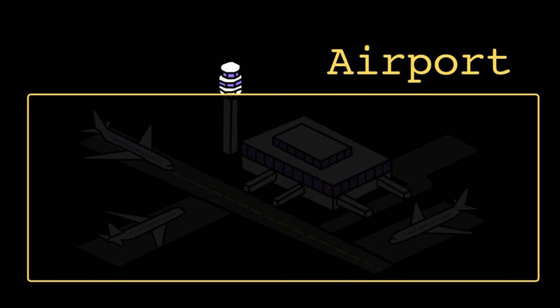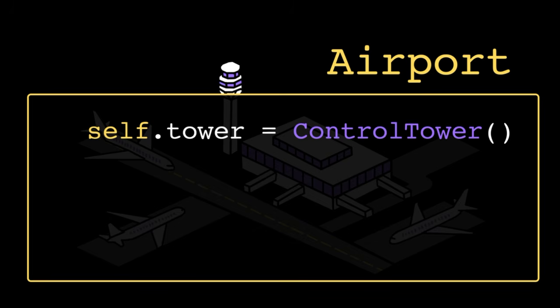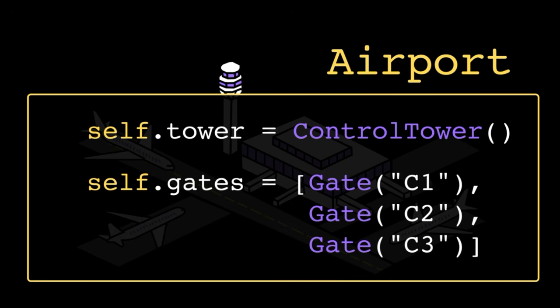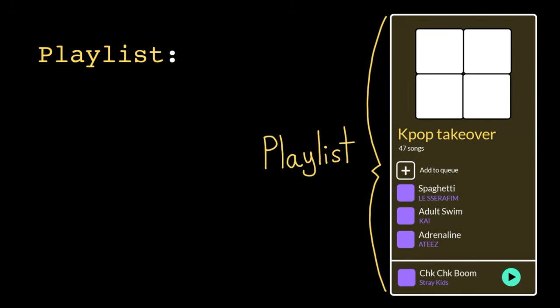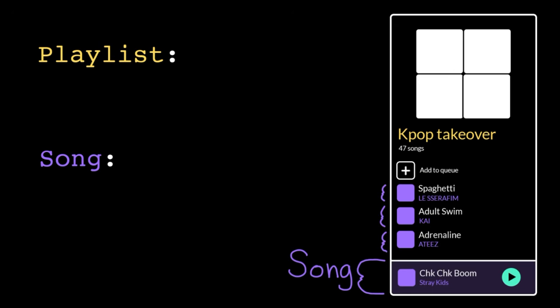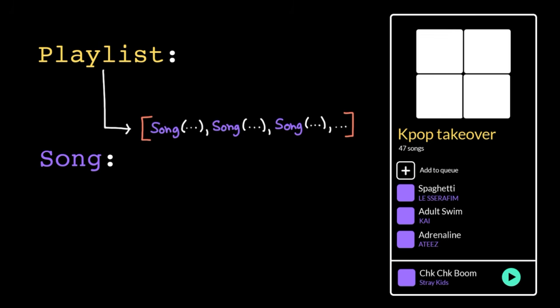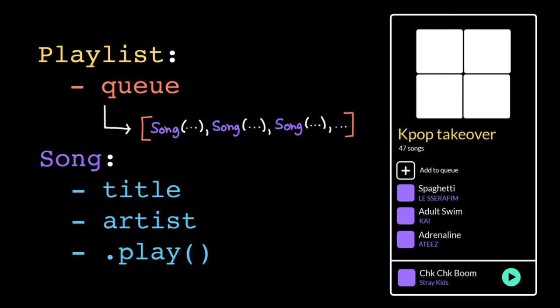This is just another way of organizing our code. We're nesting an object inside of another object. To access the attributes and methods on that nested object, we just need to take it layer by layer. So let's say we have a playlist class and a song class, where a playlist has a list of song objects that it stores in the attribute queue. A song has a title and artist attribute and a method play.